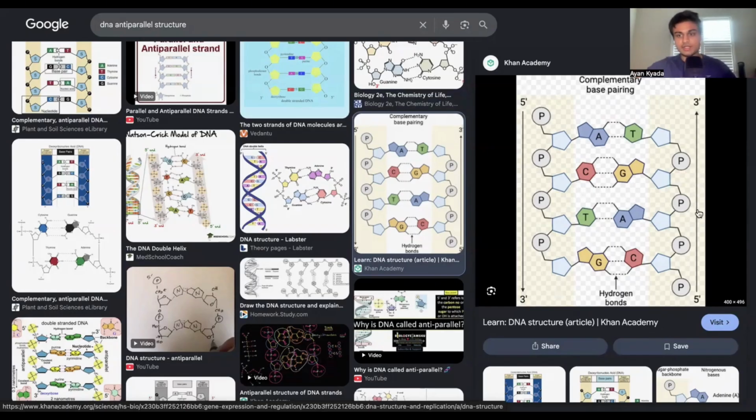And what that achieves is it allows the 2 strands to form complementary base pairs and hydrogen bonds. Adenine can form hydrogen bonds with thymine, and cytosine can form hydrogen bonds with guanine because of the anti-parallel nature.